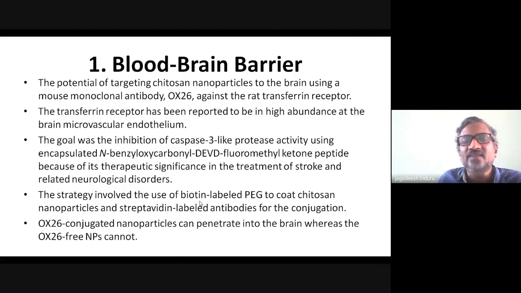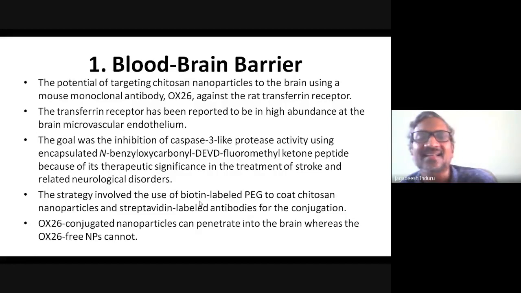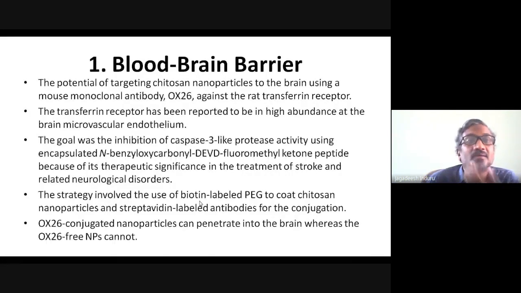Another strategy involved the use of biotin-labeled PEG to coat the cytogen nanoparticles and streptavidin-labeled antibodies for the conjugation. So this OX26, the monoclonal antibody conjugated with the nanoparticle, can penetrate into the brain, whereas the OX63, which does not contain this monoclonal antibody, cannot penetrate. It means that the blood-brain barrier has some transferrin receptors. If you give an antibody to that particular receptor, it is going to have more targeting, increasing the concentration and penetration power.